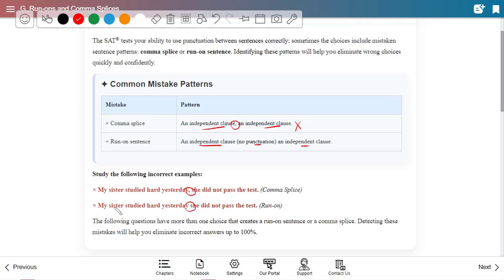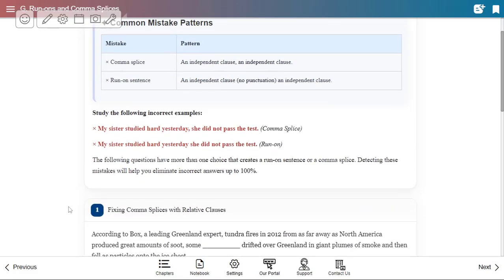And finding these two patterns in the test and avoiding them will help you eliminate the incorrect answers up to 100%. Let's see a quick example.